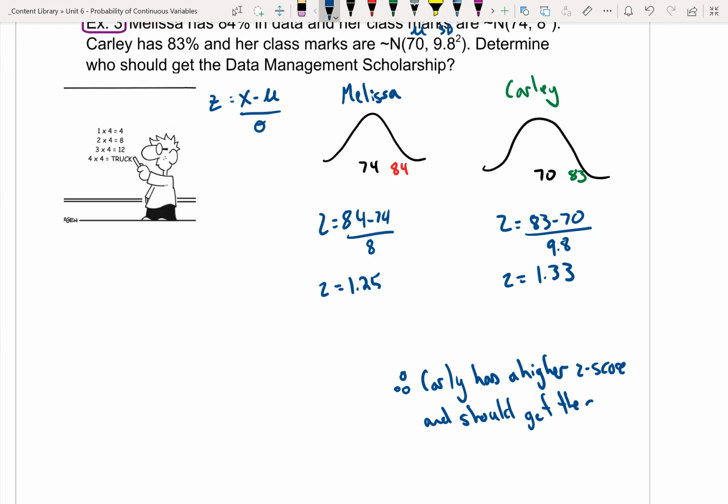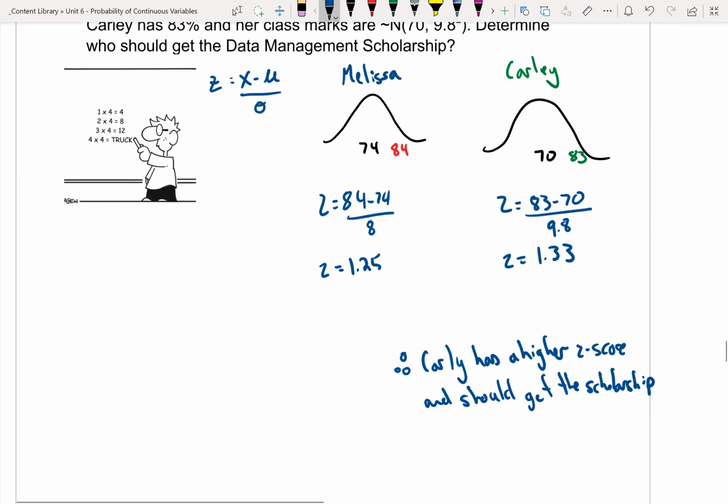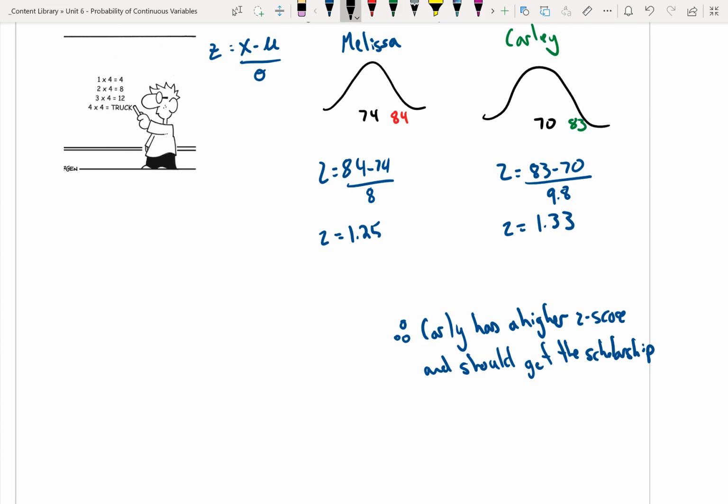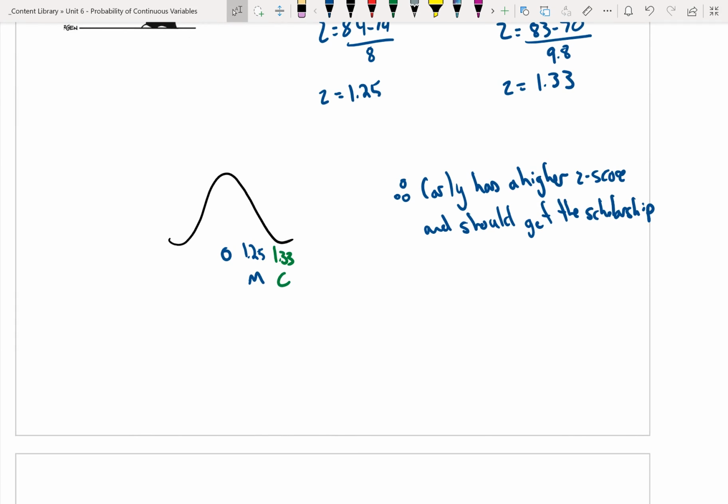So she should get the scholarship. And if you wanted to look at it at a standardized one, or that special normal distribution that we talked about, so if we look at a mean of 0, we have Melissa at 1.25, and we have Carly at 1.33. So that means that Carly is above Melissa. She is farther away.